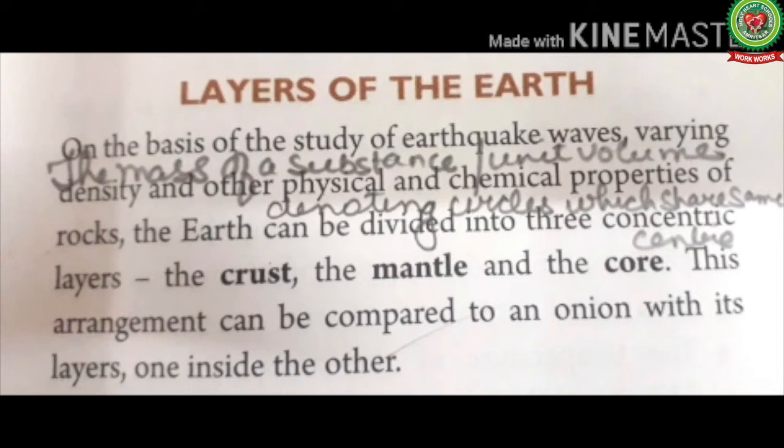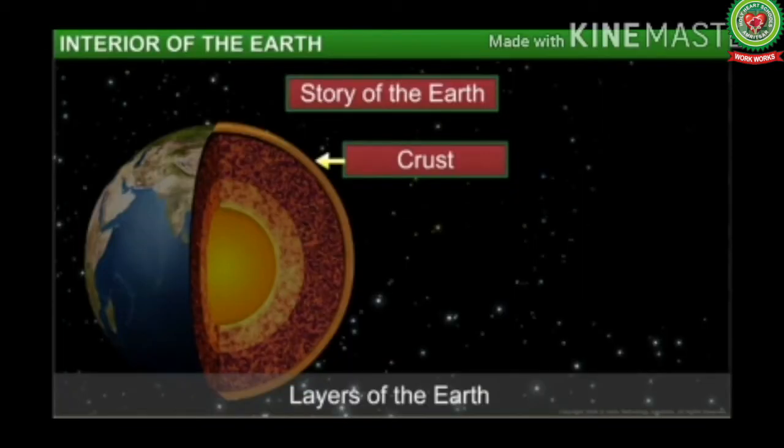As we have discussed in part 1 of this chapter, these indirect sources help us in providing accurate information about the Earth's structure. This arrangement can be compared to an onion with its layers one inside the other, as I have already told. So now let's start with its first layer or uppermost layer, that is crust.